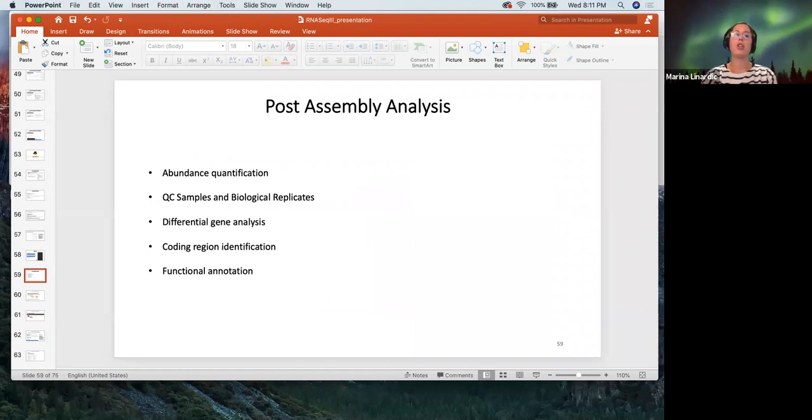Okay, so once you check your assembly, you are happy with it, you think it's good, we need to process the data by doing post-assembly analysis. So what we're going to do today, we're going to do abundance quantification. We're going to do some quality checks of the sample and biological replicates. We're going to do differential gene expression analysis. We're going to detect coding regions and also talk a bit about the functional annotation.